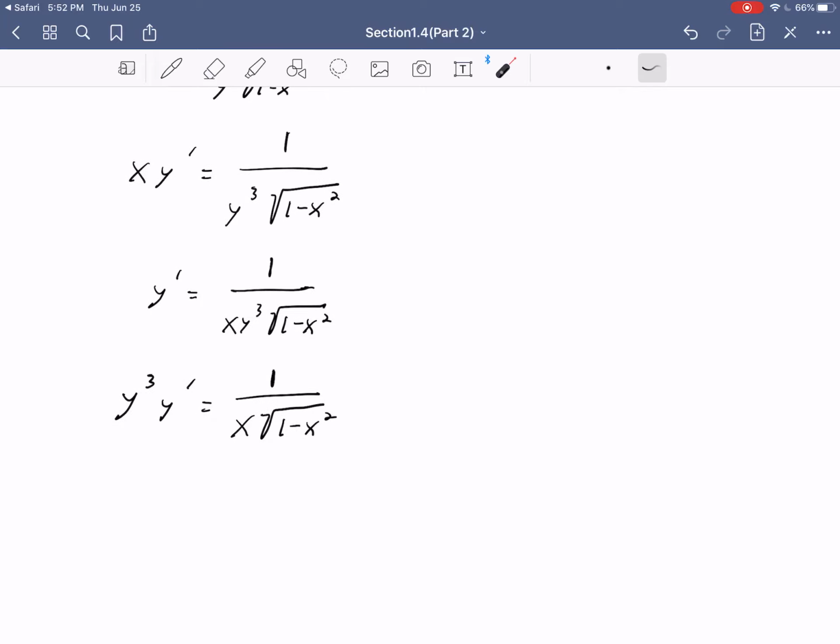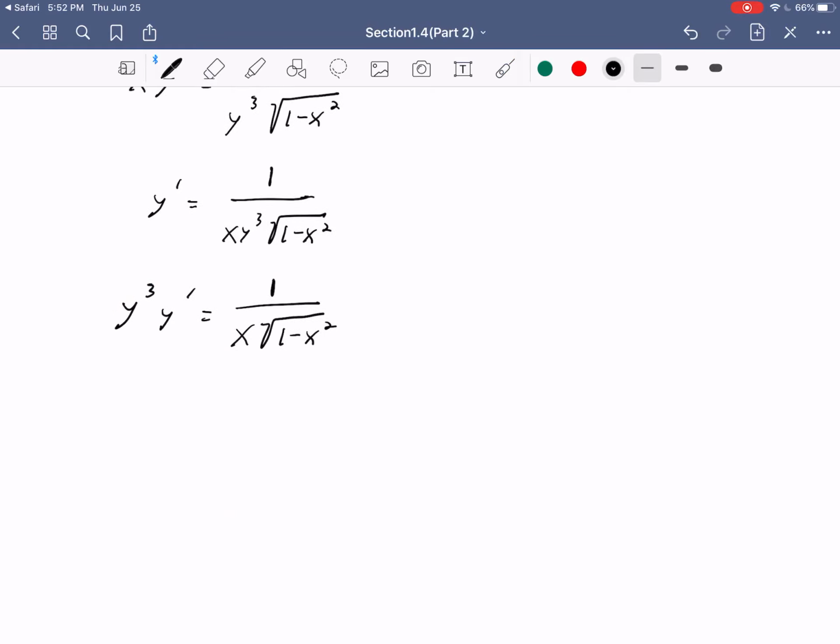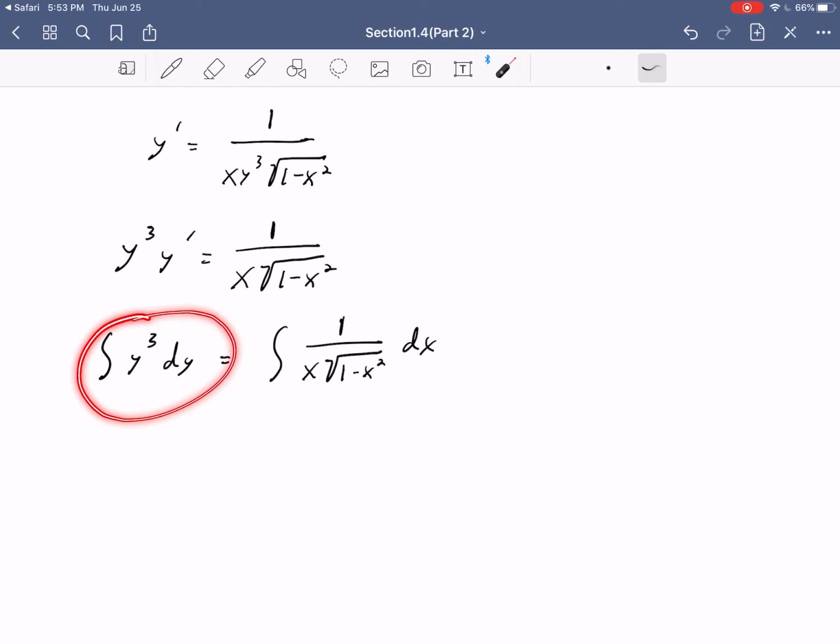So this is now separated, so we can go ahead and use our theorem that says we just need to integrate each side with respect to their respective variables. So the left-hand side is the integral of y cubed dy, and the right-hand side is the integral of 1 over x root 1 minus x squared dx. The left-hand side is not particularly bad to integrate. That's just 1/4 y to the 4th.